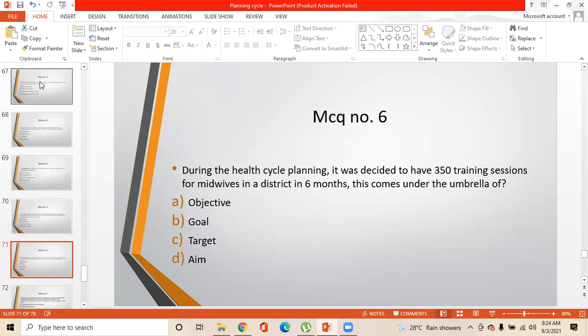During the health cycle planning, it was decided to have 350 training sessions for midwives in a district in 6 months. This comes under the umbrella of A, objective, B, goal, option C is target, and D, aim. Target? C. Yes, C is the right answer.